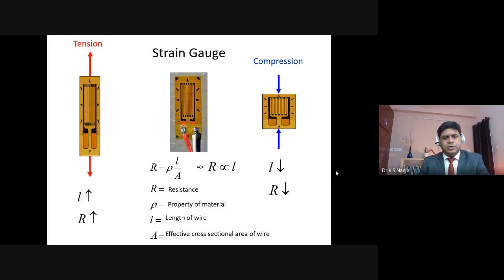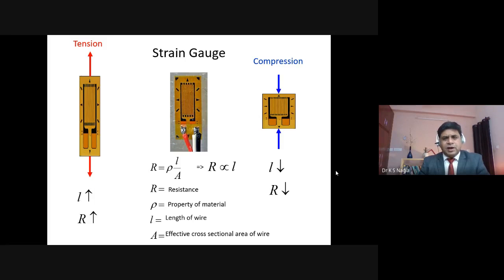So assume the length of the matrix, which is in the form of the foil, is length L, and when you are giving tension to the material, the length is extending. So in that case, the resistance R is changing. Similarly, if you are compressing the material, by changing the deformation of the material over which you have pasted this foil, the length is reducing. In that case, again, the resistance R is changing.